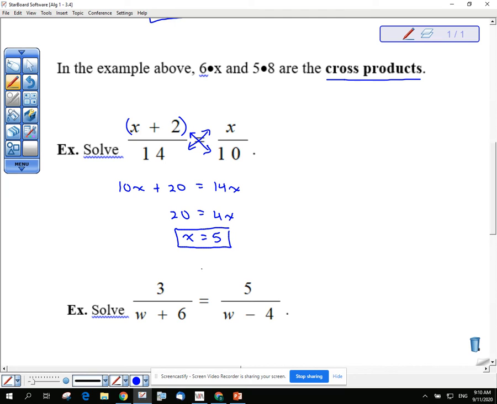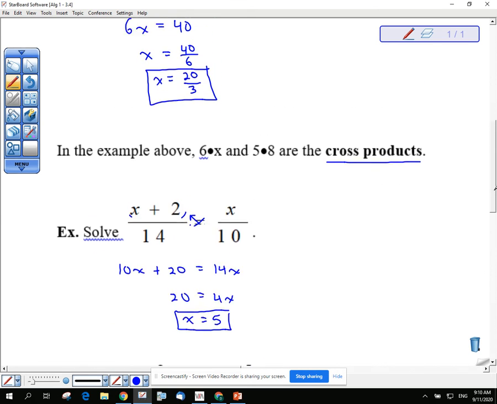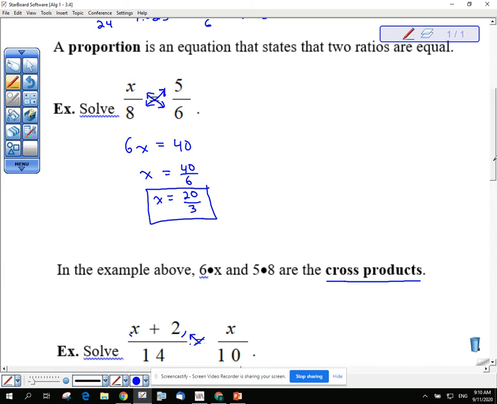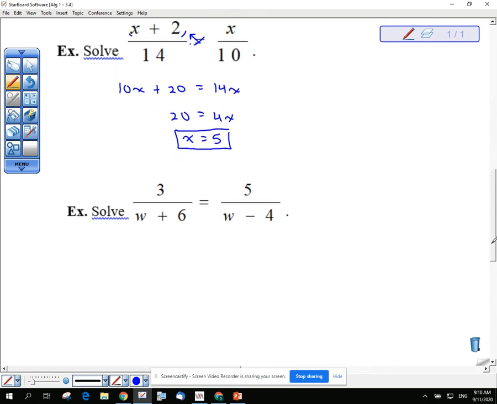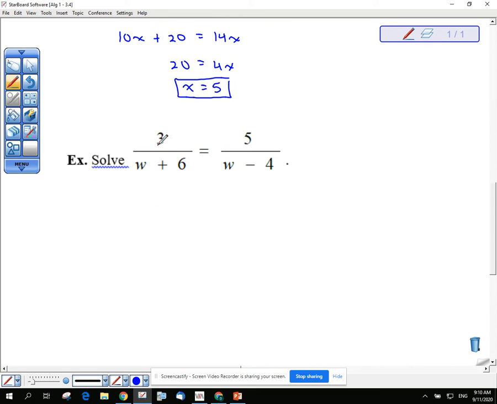Incidentally, you think we could check this? Oh, I don't want to use my eraser. It's going to erase the equal sign. Could we check this? 5 plus 2 is 7. 7/14 is 1/2. 5/10 is also 1/2. It checks. Could we have checked the one above? Certainly. Take your calculator and take 20/3 and divide it by 8 and see if it's the same as 5/6. It will be. One more cross multiply problem.